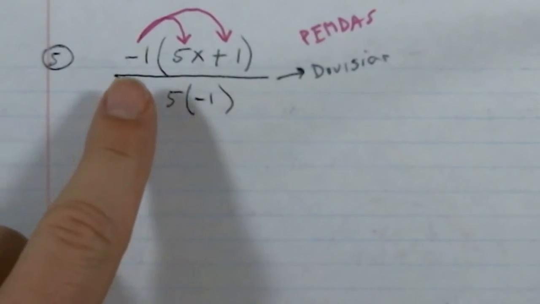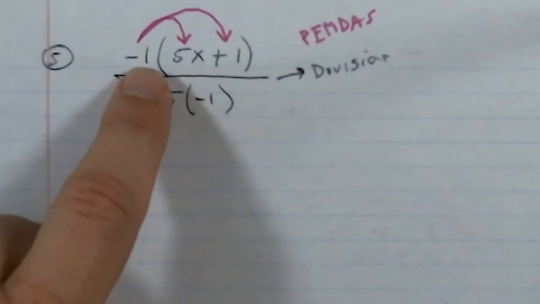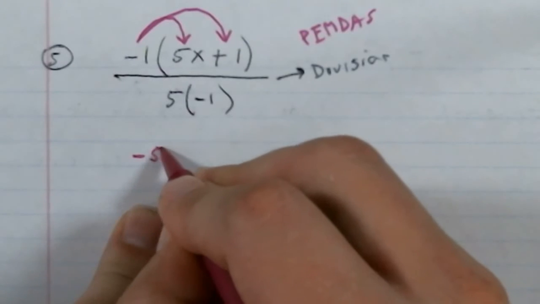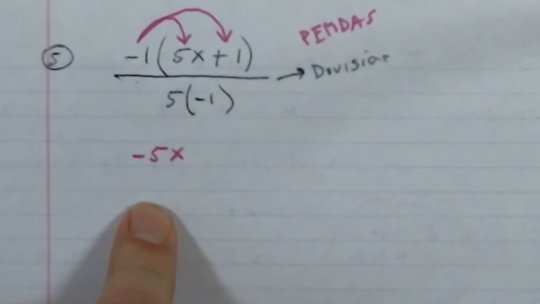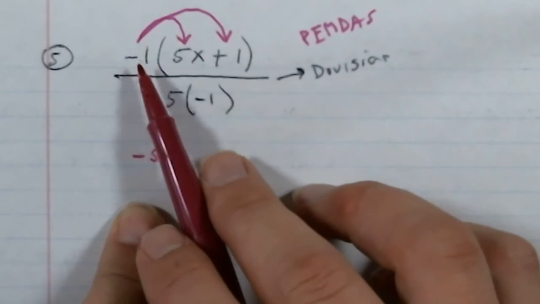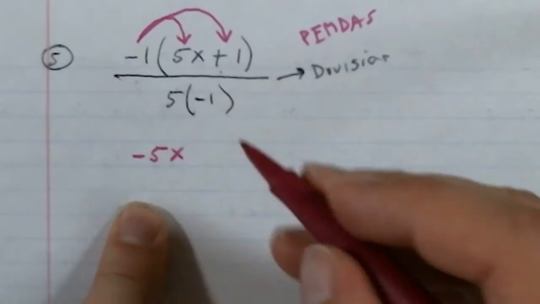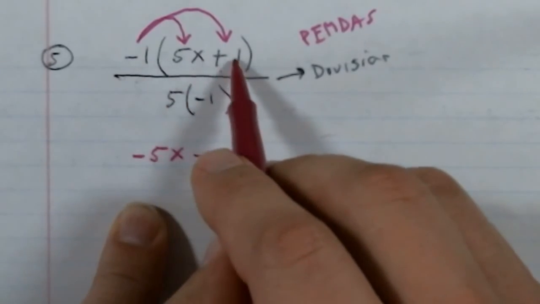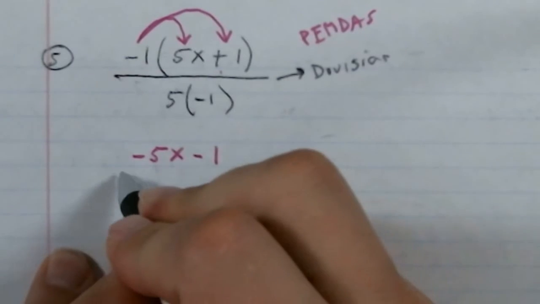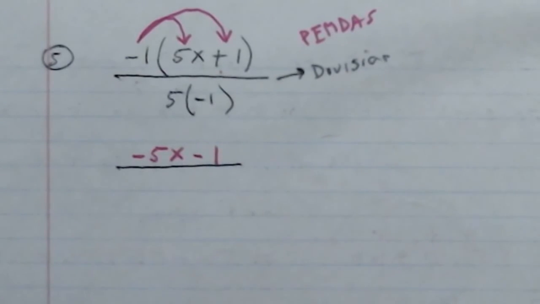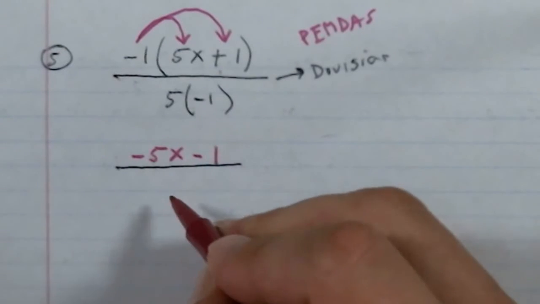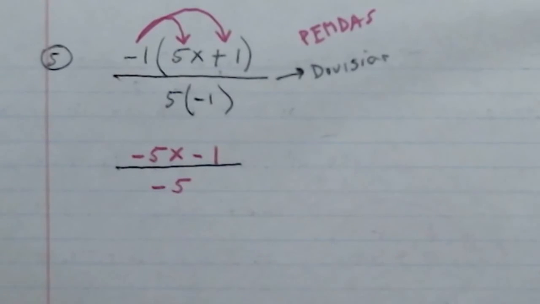Well, negative 1 times 5x is going to be negative 5x. What's negative 1 times 1? Negative times a positive is a negative. 1 times 1 is 1. Okay, and then remember you still have that division symbol in there. And then what's 5 times negative 1? Well, you're going to say negative 5.